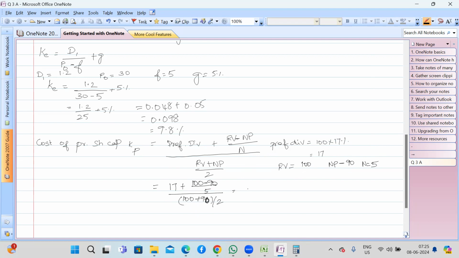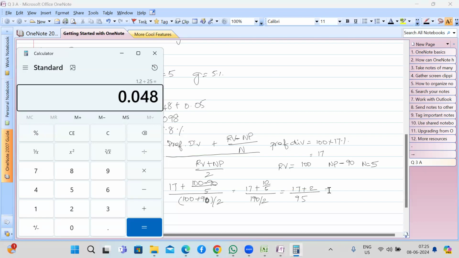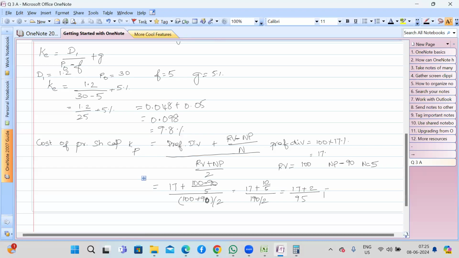divided by 2. So here 17 plus 10 divided by 5, and 190 divided by 2. So 17 plus 2, and here it should be 95. So 19 divided by 95. So I will be getting 0.2. That is, if it is in percentage, 0.2 into 100, that means 20%.